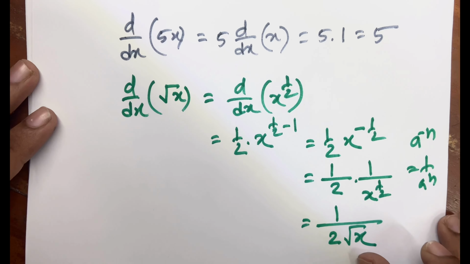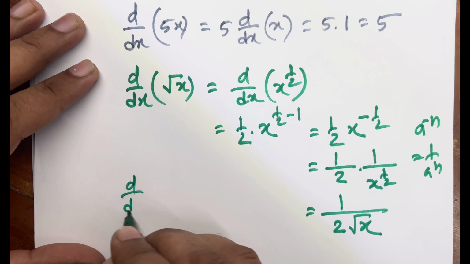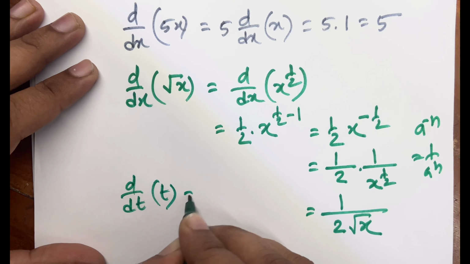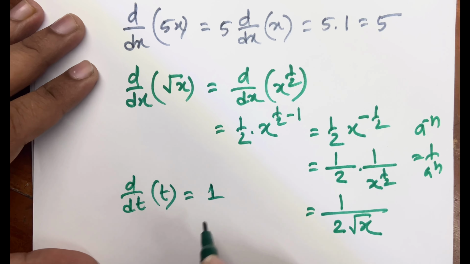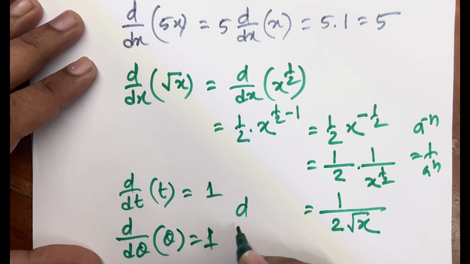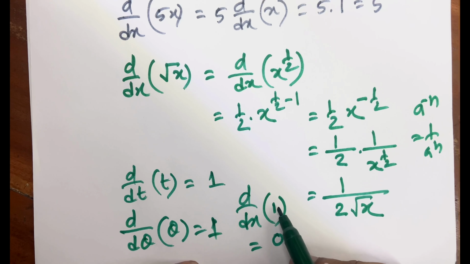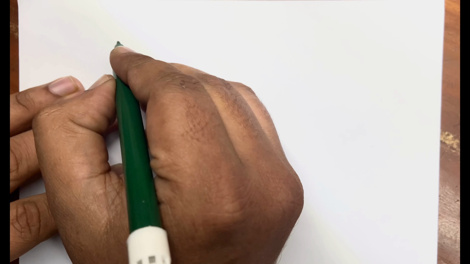Okay, now if I say d/dt of t, this is 1. Again d/d theta of theta equals 1. And if you say d/dx of 1, this time this value is 0. But how? Because there is no x in this value. So d/dx of 1 is equal to 0.